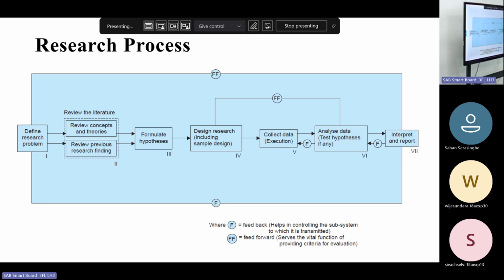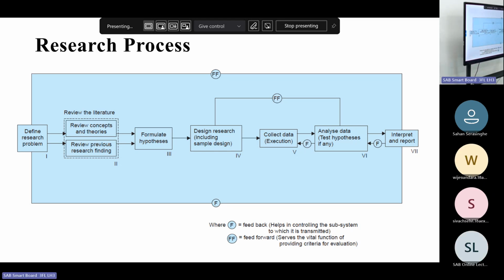So therefore, what you need to do is read the literature. We call it literature reading. You have to refer to the literature regarding this research. That is mainly the second step. Then, formulate the hypothesis. What do you mean by formulating the hypothesis?